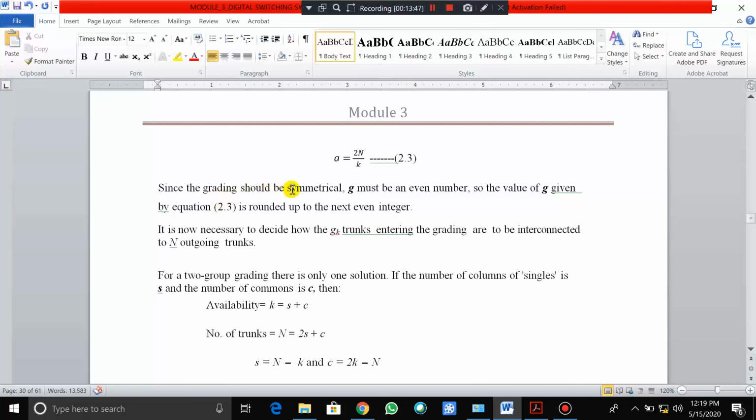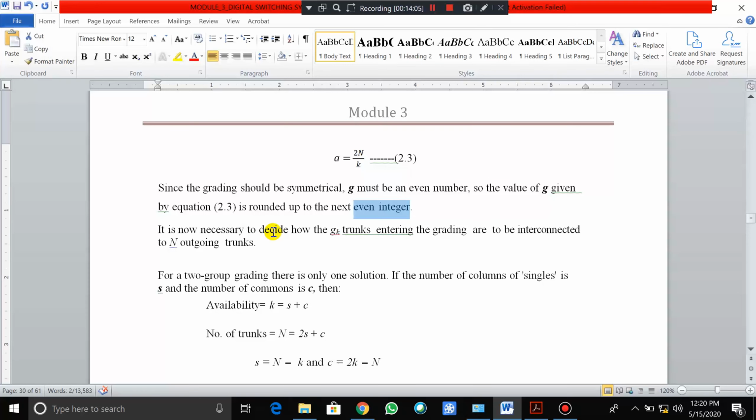Since the grading should be symmetrical and G must be an even number, the value of G obtained will be rounded to the next integer that is an even integer. Whatever value you get for G will be rounded off to the next even integer.